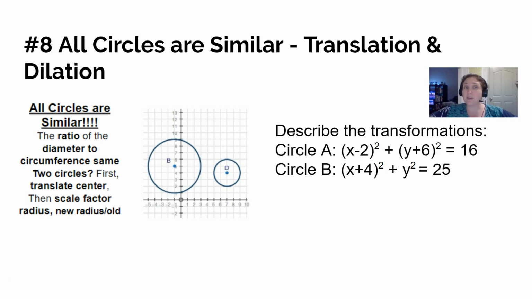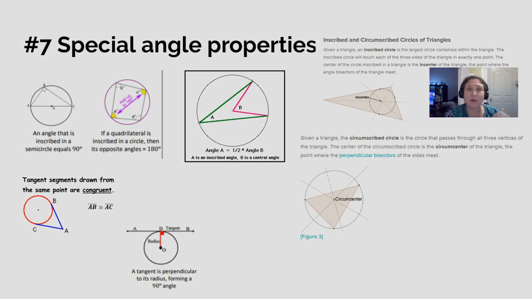How do we prove that they're similar? 2 ways. We have to first do some kind of translation with the centers. Then we do some kind of dilation, gets bigger, smaller. New over old is scale factor. You might have to pull out information. Don't forget to flip the signs. If it's the center, take the square root. If it's the radius, that's for you to find the scale factor.